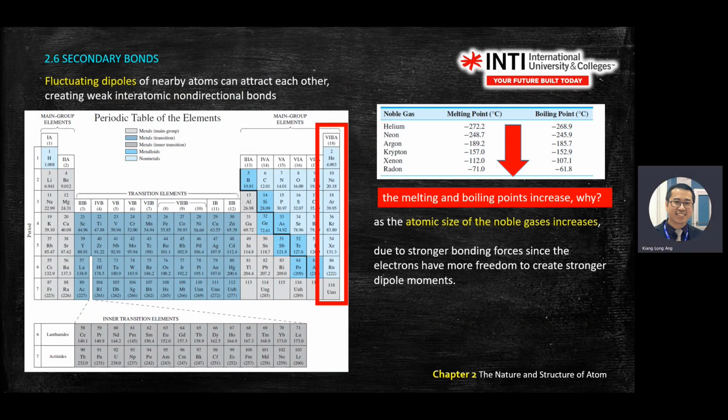So why does the melting point increase? You see from helium, you go down the group, the melting point is not dropping, it increases. Minus 200 something to minus 70. It's actually increasing from the negative scale. Don't be fooled by the negative sign. It's actually increasing. Okay.